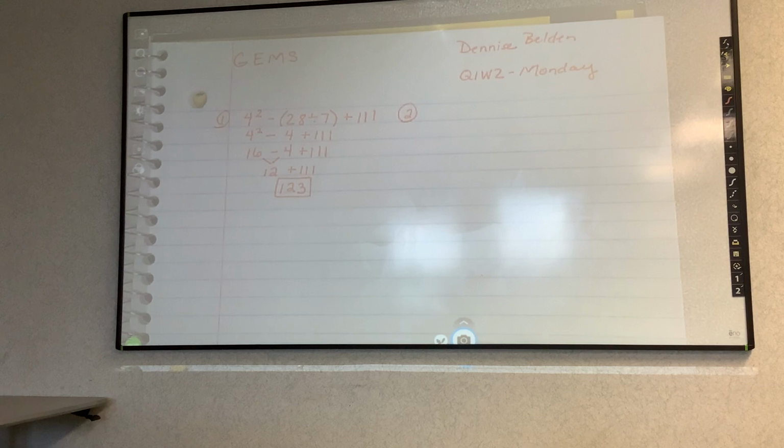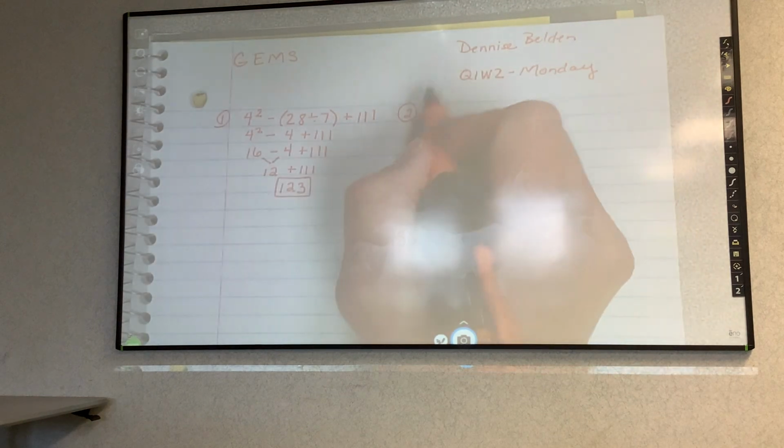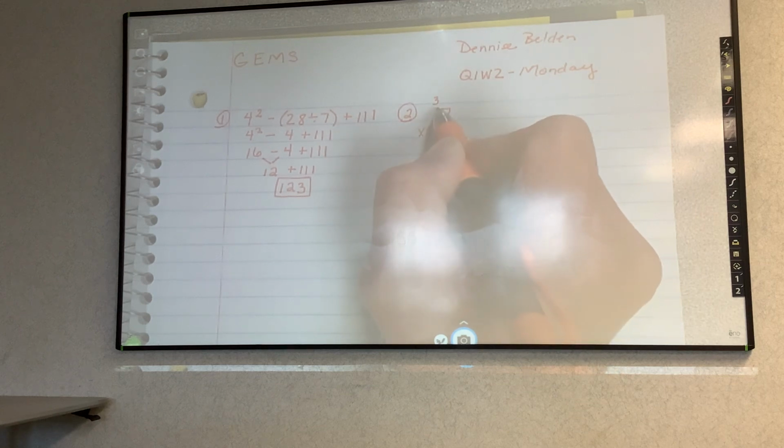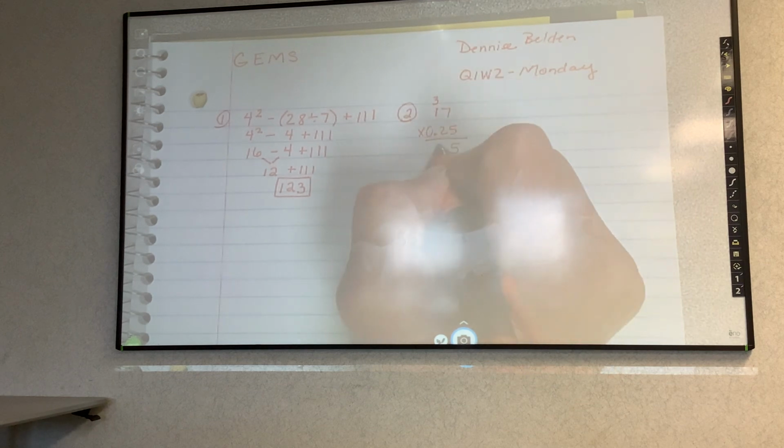Number 2. Janet has 17 quarters and $13 in bills. How much total money does she have? Well, quarters are worth how much? Yep, 25 cents. So I take 17 times 0.25. 5 times 7 is 35. 5 times 1 is 5, plus 3 makes 8.